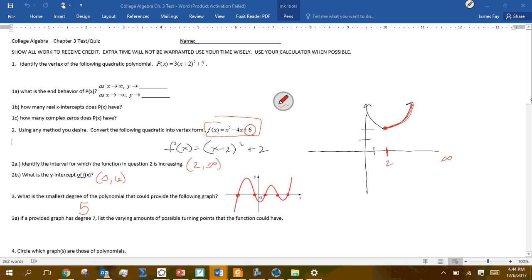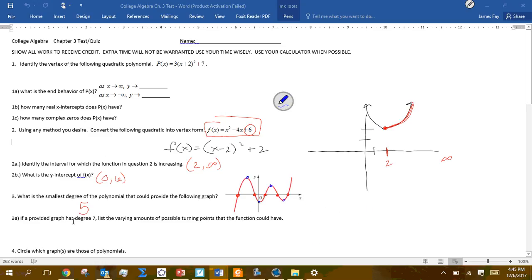Okay, another way of doing it is to say it has 1, 2, 3, 4 turning points. Remember the formula we had: turning points is equal to n minus 1, where n is your degree. So if I have 4 turning points, 4 equals n minus 1. Add 1 to both sides, I get n to be 5. So there's 2 ways of doing that. Either look at the zeros or look at the turning points. I think it's easier to look at the zeros, but that's your option.